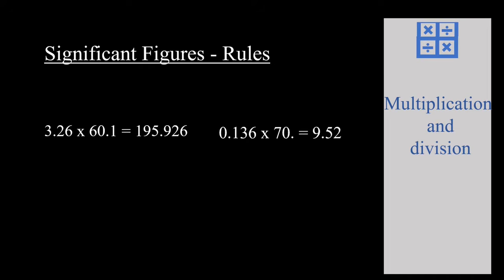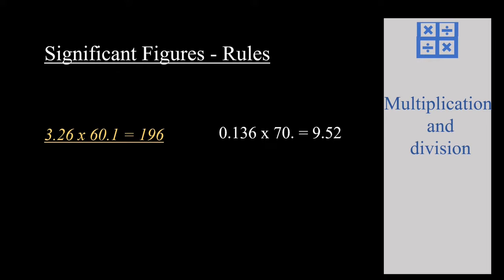However, if you look at the first example, you will notice that the 3.26 is a number with 3 significant figures. 60.1 is a number with 3 significant figures, so the final answer should have 3 significant figures. So we should cancel out the 926, which is after the decimal point. And since we're canceling out the 9, which is greater than or equal to 5, then our number becomes 196. Okay, and this is how you should report your final answer.